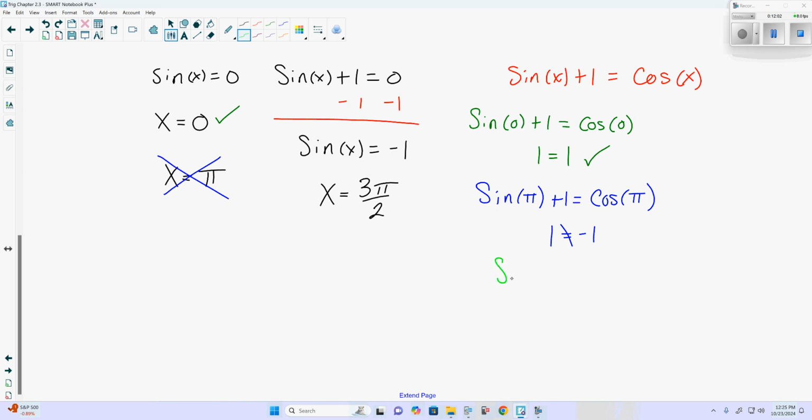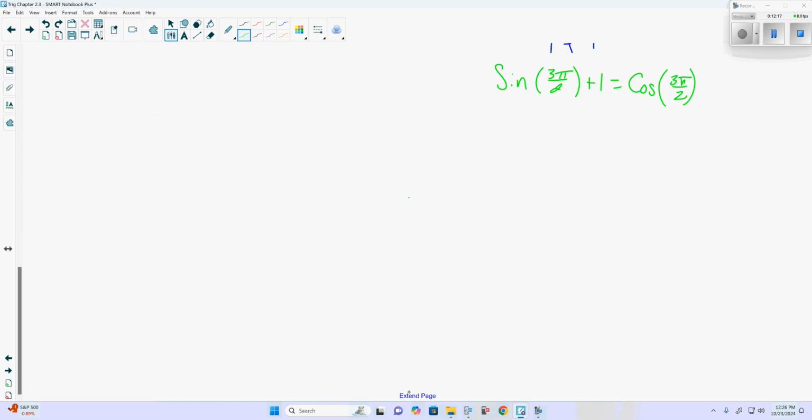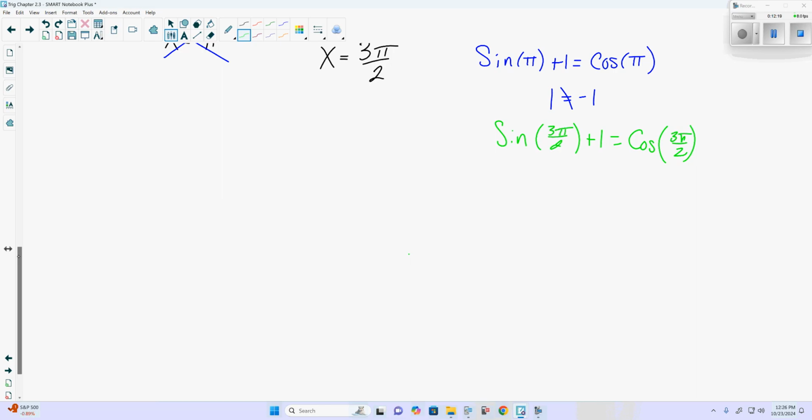And our last one, sine of 3 pi over 2 plus 1 is equal to cosine of 3 pi over 2. With this one here, cosine at 3 pi over 2 is 0. Sine at 3 pi over 2 is negative 1. Plus 1 is 0. So 0 does equal 0.